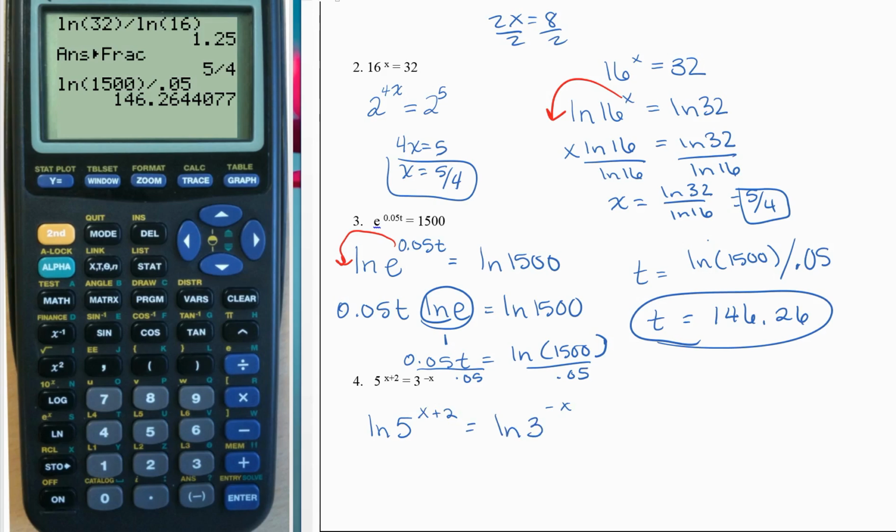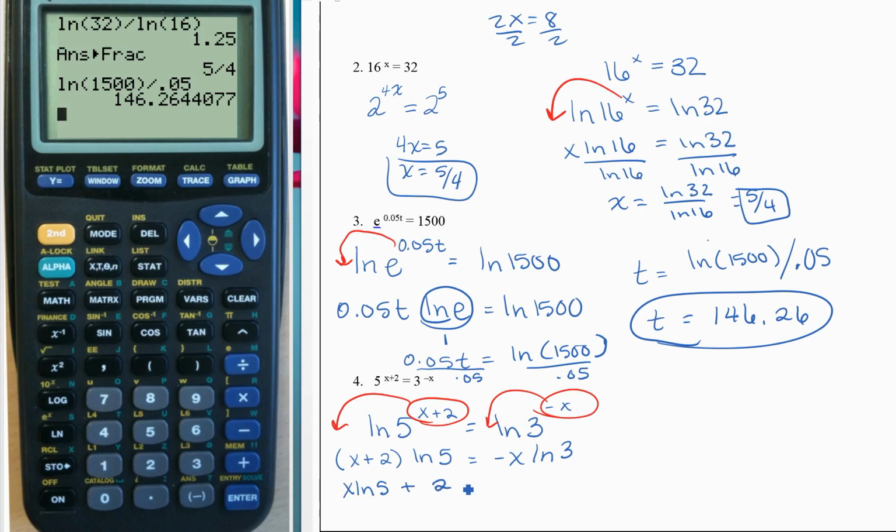And now on both sides we can use the power rule. In the power rule, we bring down the whole exponent, and we'll actually put the exponent in parentheses if we need to. So that will make this x plus 2 natural log of 5 equals negative x natural log of 3. Now, here we're going to have to do some algebra to solve for x. The first thing we're going to do is distribute the natural log of 5 to the x and the 2. So we'll write it as x natural log of 5 plus 2 natural log of 5.